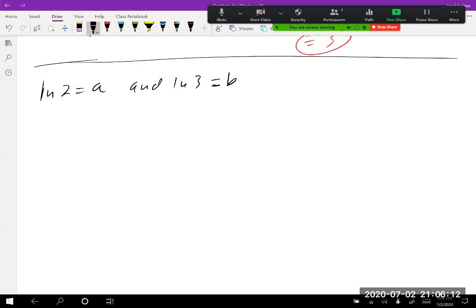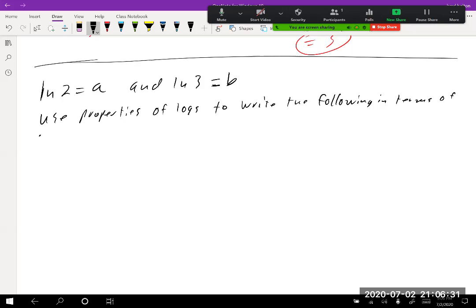I want you guys to use properties of logs to write the following in terms of A and B, okay? So what that means is, let's say that I give you natural log of 6. What this means is I want you to rewrite the natural log of 6 in terms of A's and B's. So that means that this is the natural log of 2 times 3, right? Because 2 times 3 is 6.